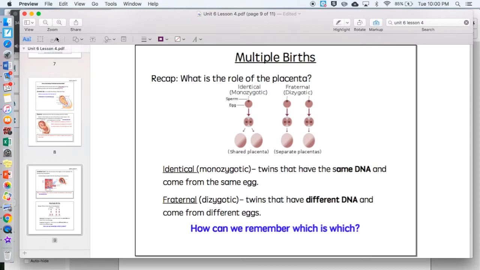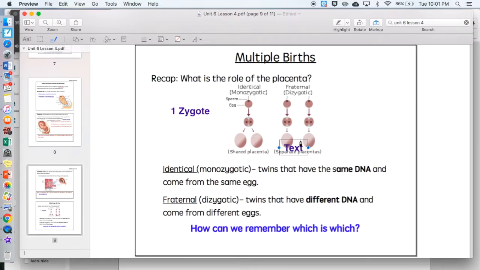Mono, what does the prefix mono mean? I hope you said one. So monozygotic, that's one zygote. So that was one zygote that split into two cells before it even started developing beyond the zygote stage. And so those two cells started as one egg, they got one sperm cell, they split in half, they had identical sets of the DNA. Those will become identical twins, and they share the placenta.